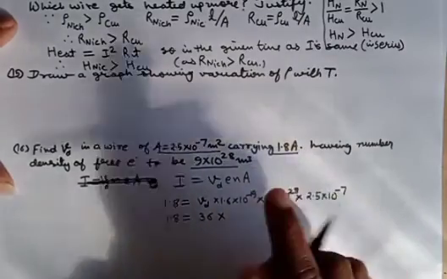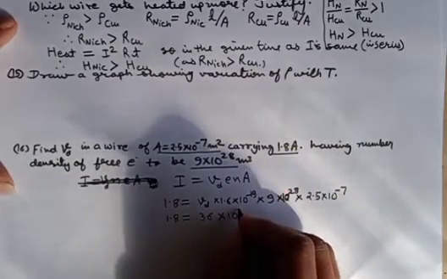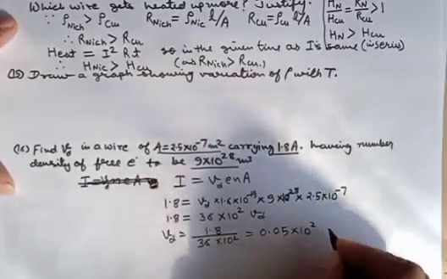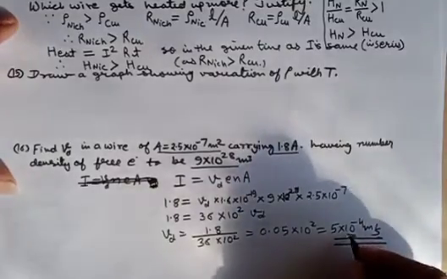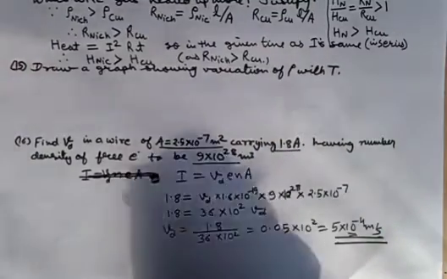So this is 36 into 10 to the power 2 vd. So finally vd is equal to 1.8 upon 36 into 10 to the power 2, which is equal to 0.05 into 10 to the power 2, and that is 5 into 10 to the power minus 4 meter per second. And all right, just memorize its order. Sometime a direct question can be asked, what is its order? So 10 to the power minus 4 is its order.